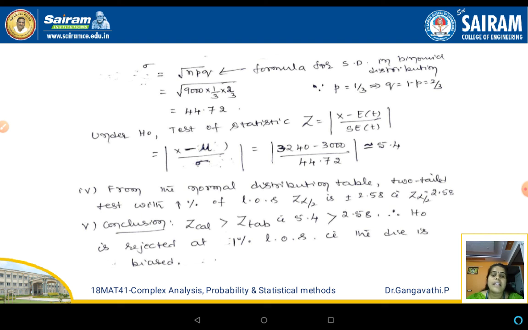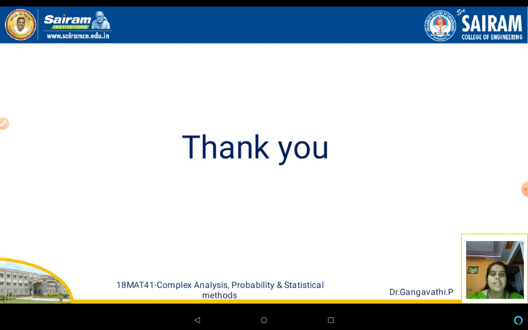So the z calculated value is 5.4 and the standard value is 2.58. This 5.4 is more than 2.58. Therefore, H naught is rejected. We cannot consider the case. Therefore, it has been rejected at 1% level of significance. The die is biased. Sorry, unbiased was H naught, and therefore the die is biased here.